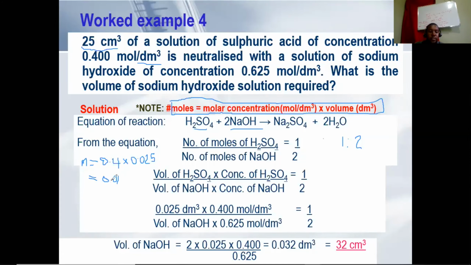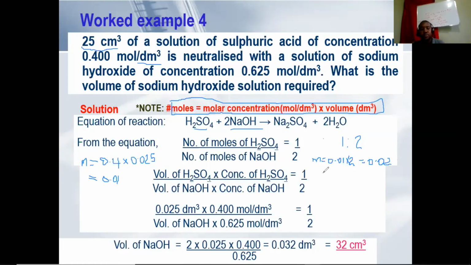Right? And that gives us the mole of the acid, which will be 0.01. Right? So this is the mole of the acid that is used, and because it's a 1:2 ratio, that means the mole of NaOH would be 2 times that, right? So it's 0.01 multiplied by 2. So we get the mole of NaOH to be 0.02.